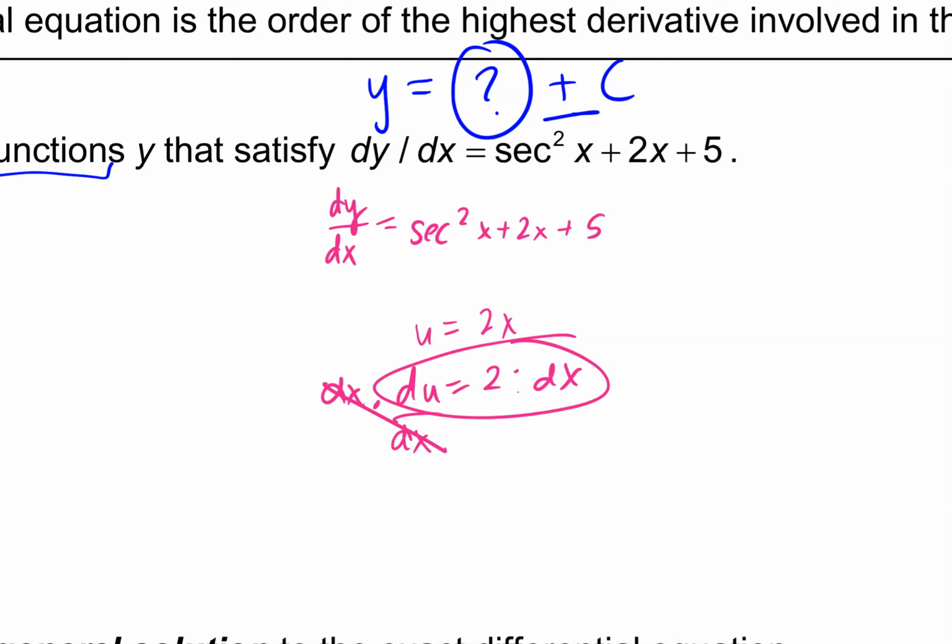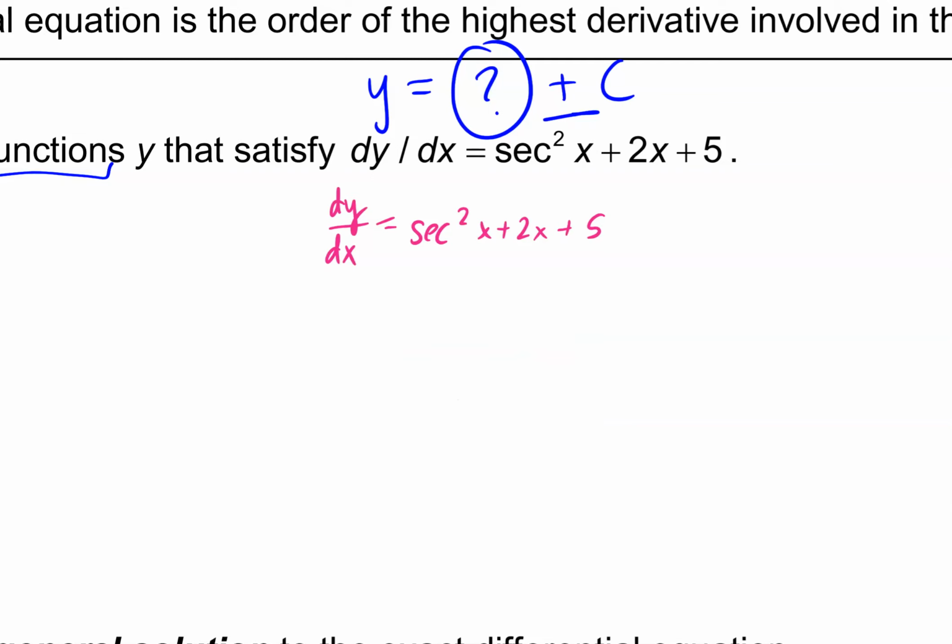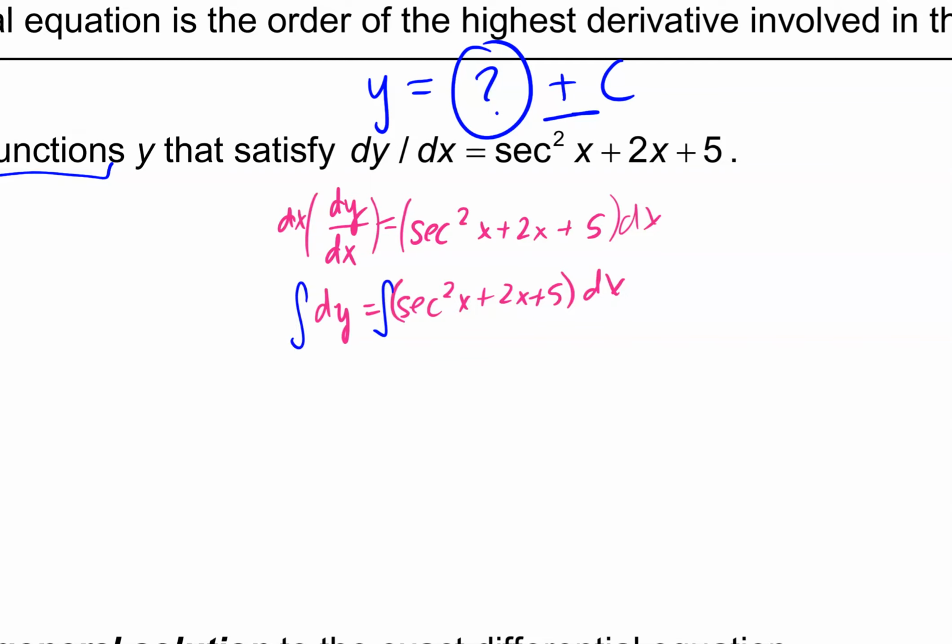So I did this on purpose because in this lesson, we're going to have to split the 2 differentials. Multiply by dx on both sides. So you have dy is equal to secant squared x plus 2x plus 5 times dx. Okay, so far, so good. Now here is the trick that we're going to do. Let's take the integral of both sides.